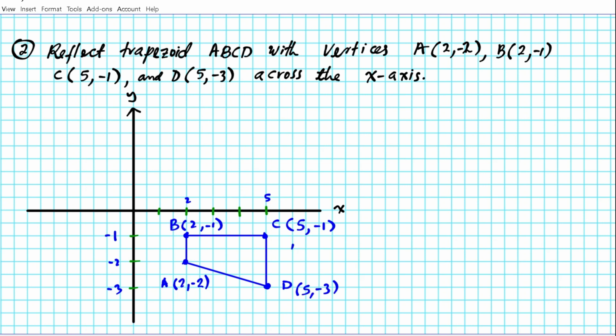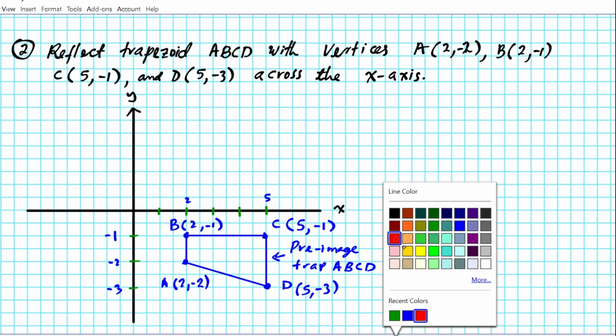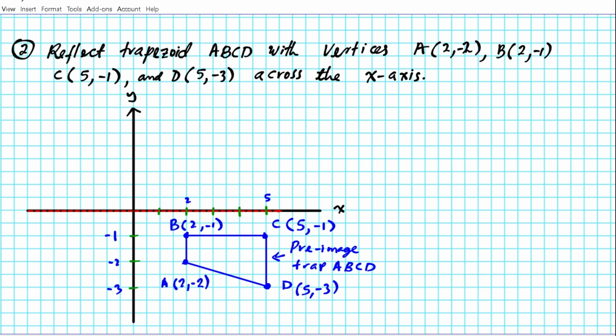This is the pre-image. The pre-image is what is going to be reflected, the original, and it's trapezoid ABCD. All right, that's what we have right here. So we're reflecting across the x-axis. Let's draw our line of reflection so everybody sees exactly what's going on here. So our line of reflection is the x-axis.